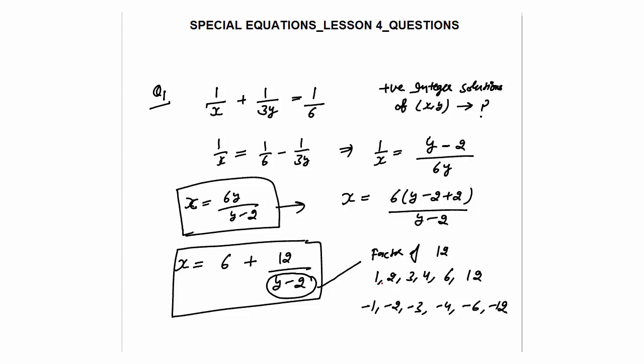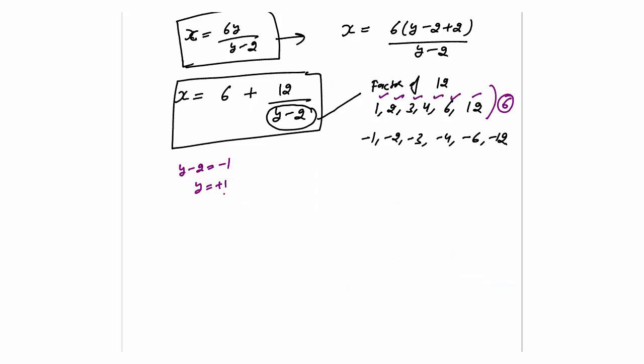Y minus 2 is 1, y is positive as well as x is positive. Same is true for all these values. So these will be 6 solutions that are definitely correct. What about this? Y minus 2 is minus 1. So y would be plus 1, a valid positive integer, but x would come negative because x would become 6 minus 12, which is minus 6. This is not valid. Same way minus 2 and others will also not be valid. So total number of possible solutions are 6.